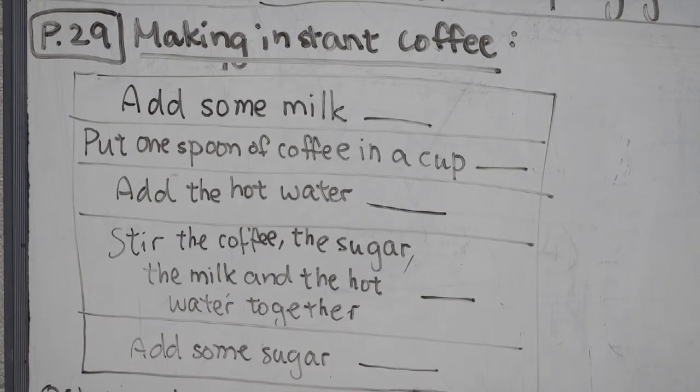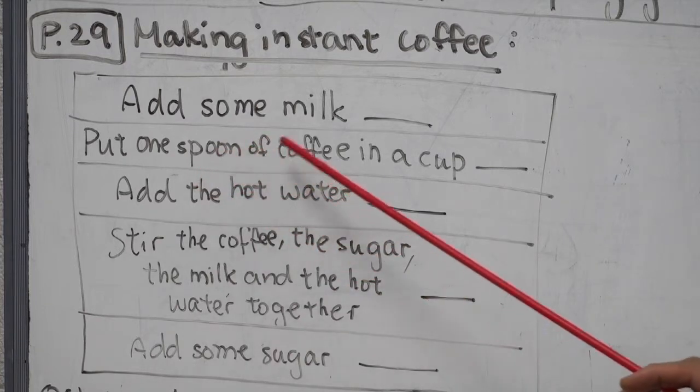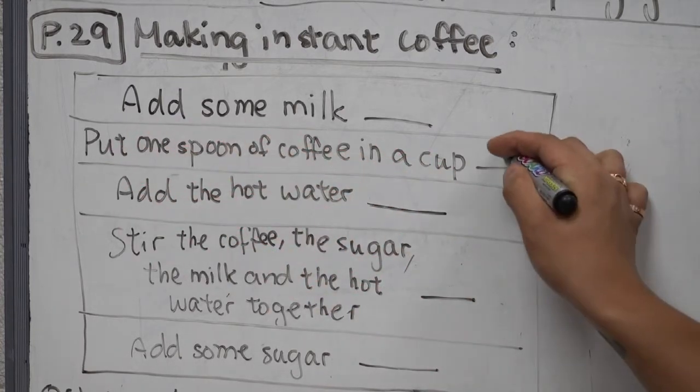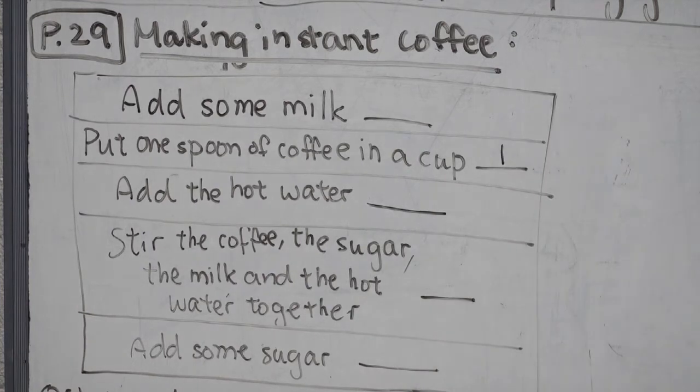Yes, that's right. So the first one is to put 1 spoon of coffee in a cup. Now this is the first step. Okay, so write down number 1 there. Put 1 spoon of coffee in a cup. That is step number 1.